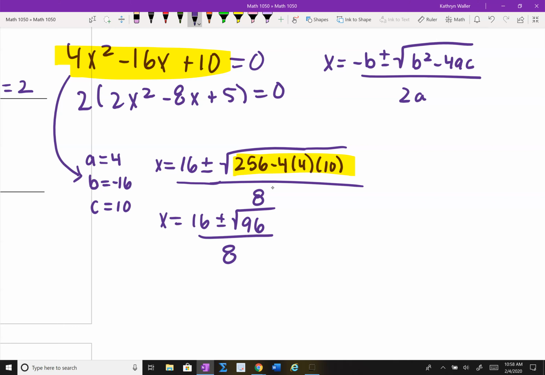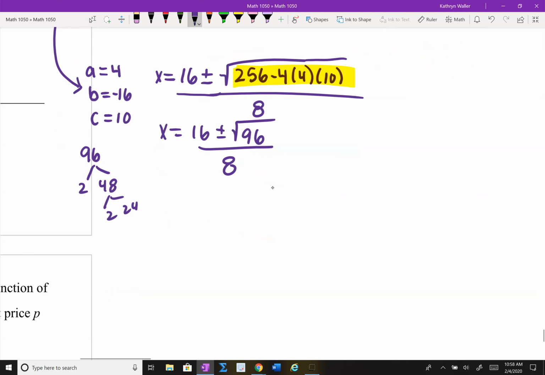Break down the 96. Yes, everybody write down 96. 96 is 2 times 48. 48 is 2 times 24. 24 is 2 times 12. 12 is 2 times 6. 6 is 2 times 3. These two 2's come out as a single 2. And these two 2's also come out as a single 2.